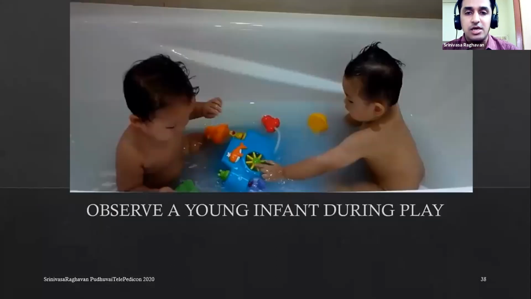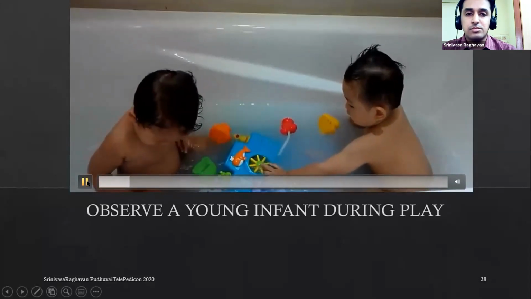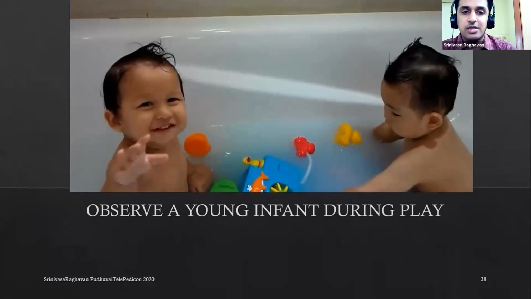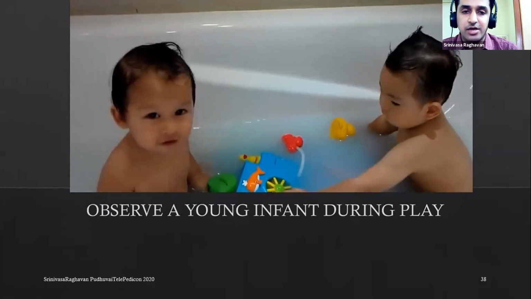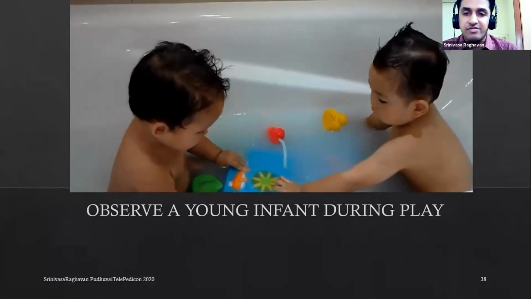So let us see a video here. One of them is a typically developing infant, and another is an atypical development, another child exhibiting atypical development. So let us see what happens here. They are around 1 year of age. So when the name is called out, you can see the infant on the left side of your screen immediately responds by turning and smiling. Observe the other infant.